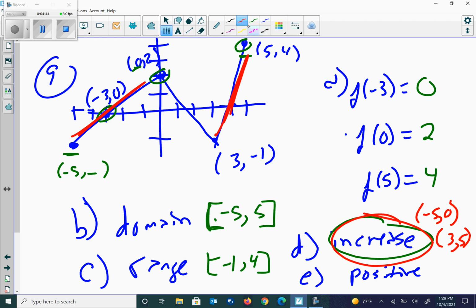And then we want to know where this whole graph is positive. Positive means it's above the x-axis. So those are the regions that we're talking about. We use the x to describe it. So it looks like from -3 to positive 2 on our graph, if you look at it. And then it's also positive from 3.5 to 5. And that's all I got for you, friends.